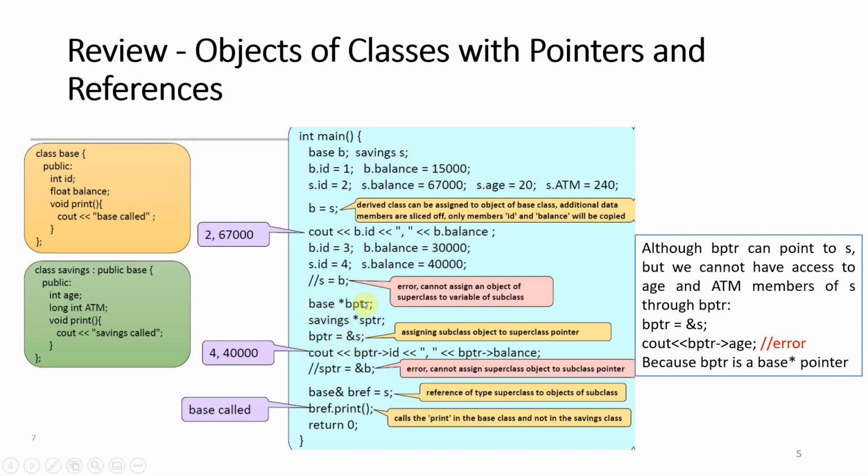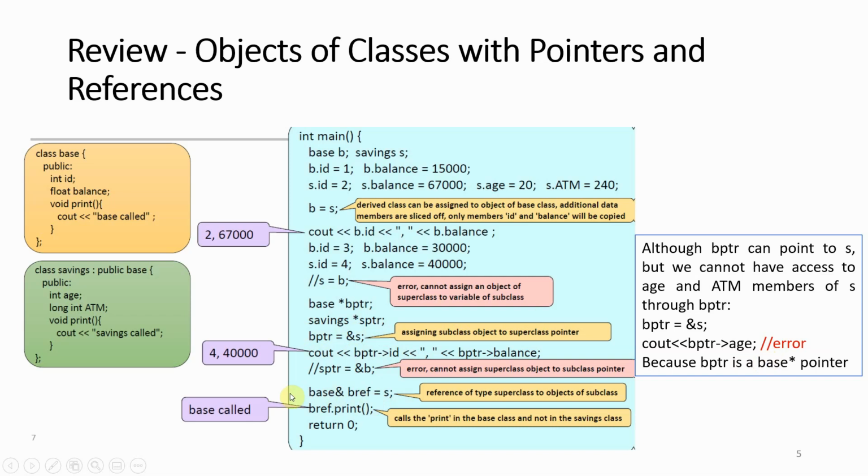We call this early binding. Because BPTR is of type base star, it doesn't have access to member variables of class savings. So although BPTR can point to S, we cannot have access to the age and ATM members of S through BPTR. If you try to say, for example, cout BPTR arrow age, that's going to be an error, right? This is something that we're going to see more about in this lecture.